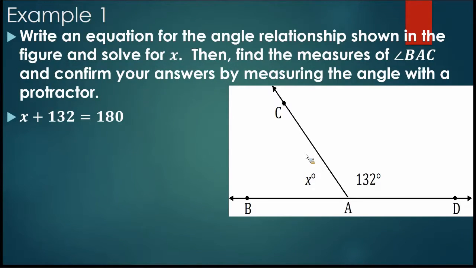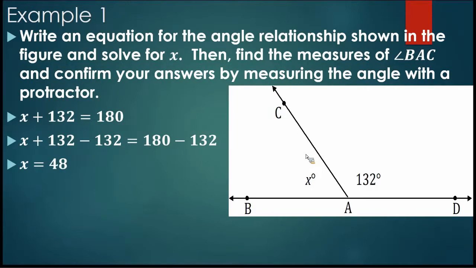So now we want to solve for x. To solve for x, we want to get rid of 132 from the left side. Well, the opposite of adding 132 is subtracting 132. So we're going to subtract 132 from both sides. And we will have x equals 48, because 180 minus 132 is 48. So the angle measure for x is 48 degrees.